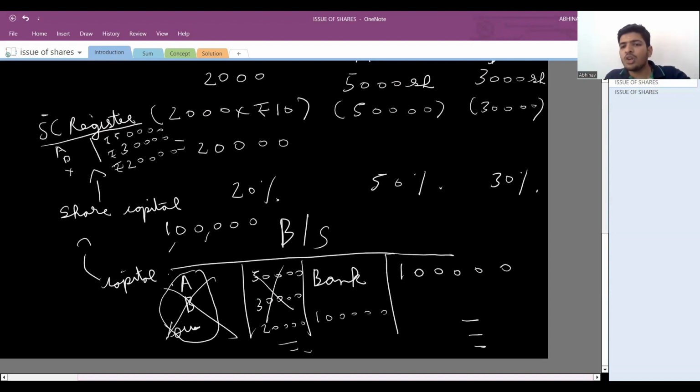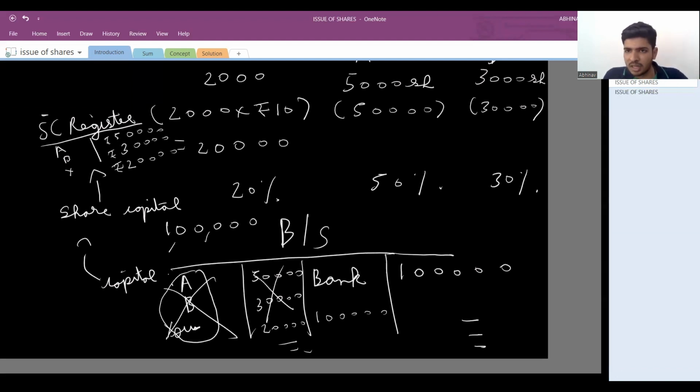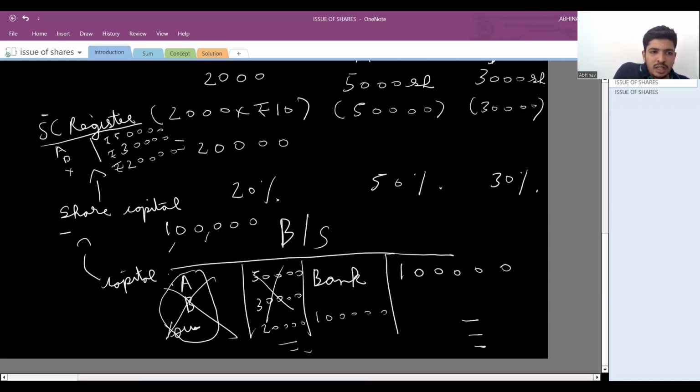But if you want to know who are the people who subscribed to the shares, you have to open a register called the Share Capital Register. In that, individuals will be mentioned. But as a whole, share capital is the word that will be mentioned in the liability side of the balance sheet. Clear? This is the basic concept.